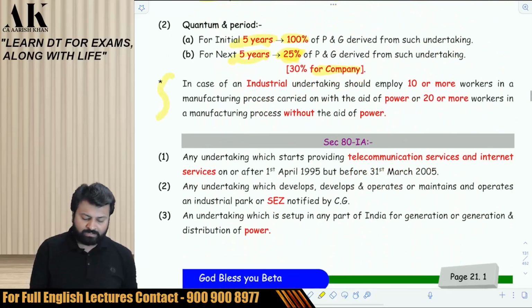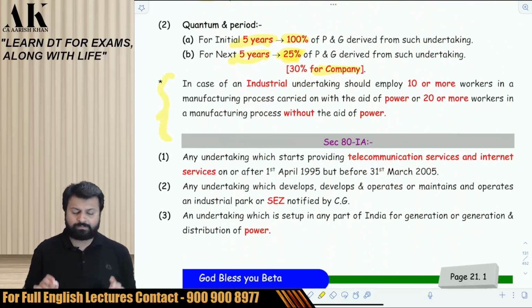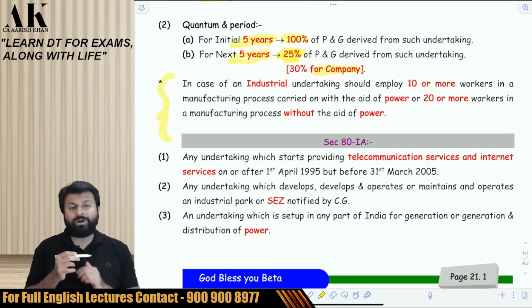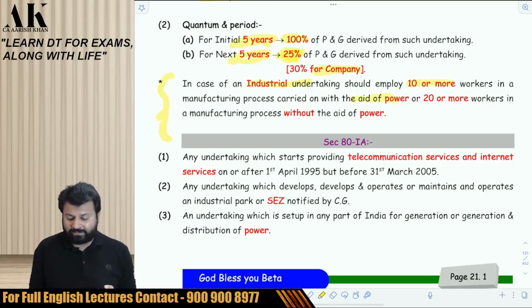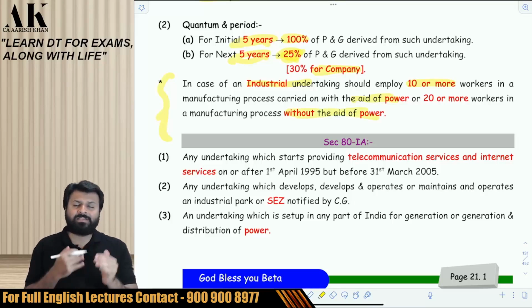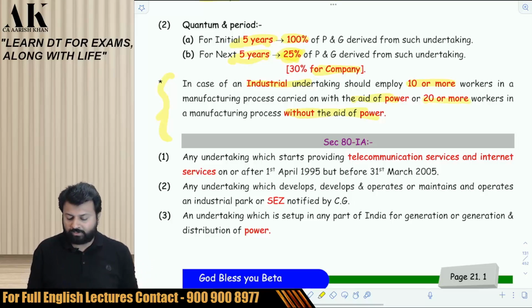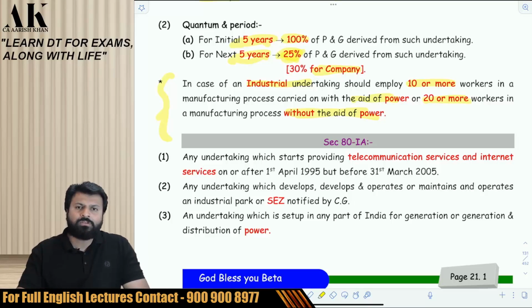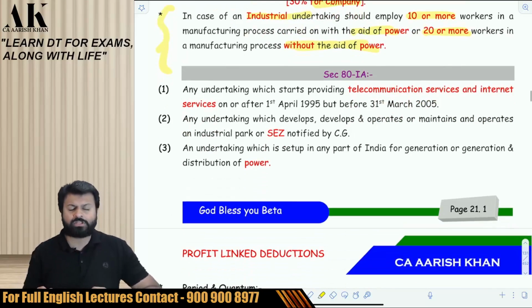Now, in case of industrial undertaking, there is one more condition which the assessee has to fulfil. Please be careful with this condition. If you are an industrial undertaking and doing manufacturing with the aid of power, there have to be at least 10 workers in your business. And if you are doing business without the aid of power, it means your business is labor intensive, not machine intensive, and power is not required for manufacturing, then you should have at least 20 workers in your business. Okay. So this is your first section: the different kinds of businesses covered, the period is 10 years, and the percentage is 100% for first 5 years and 25 or 30% in the last 5 years.